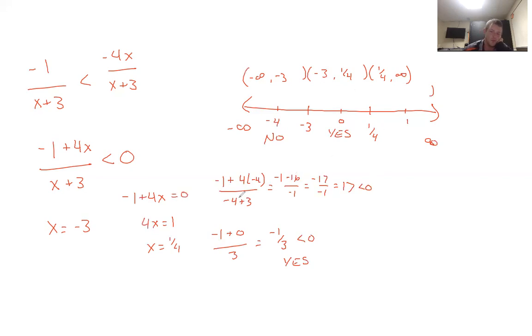Plug in the last one, 1. -1 plus 4 times 1 is 4. 1 plus 3 is 4. So that's 3/4. Is that less than 0? No. So my answer is from -3 to 1/4.